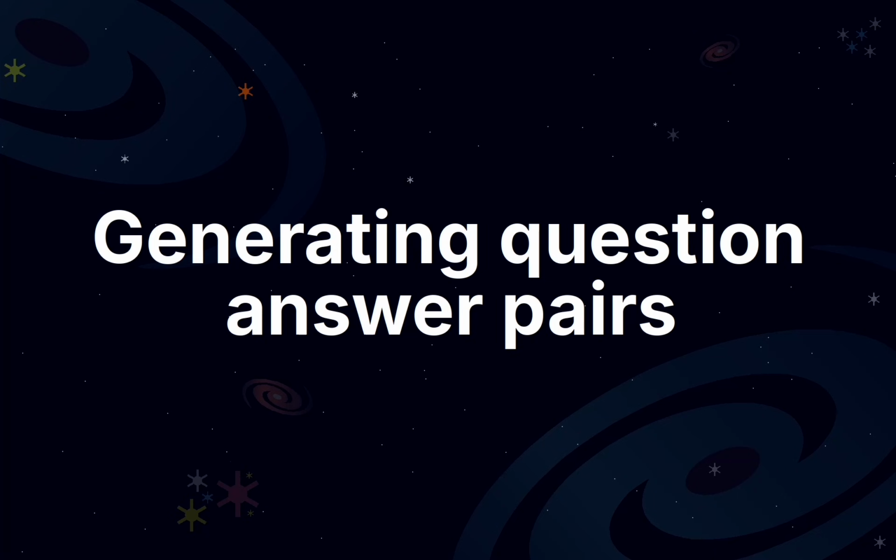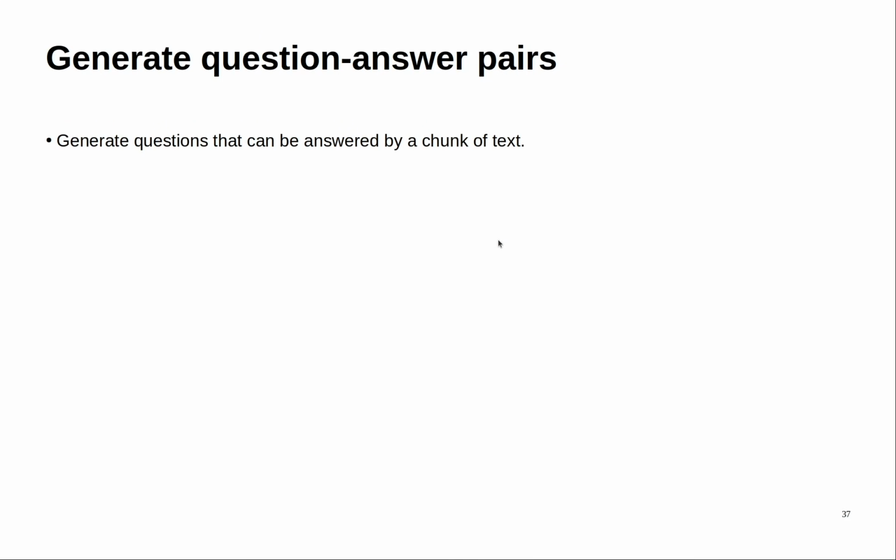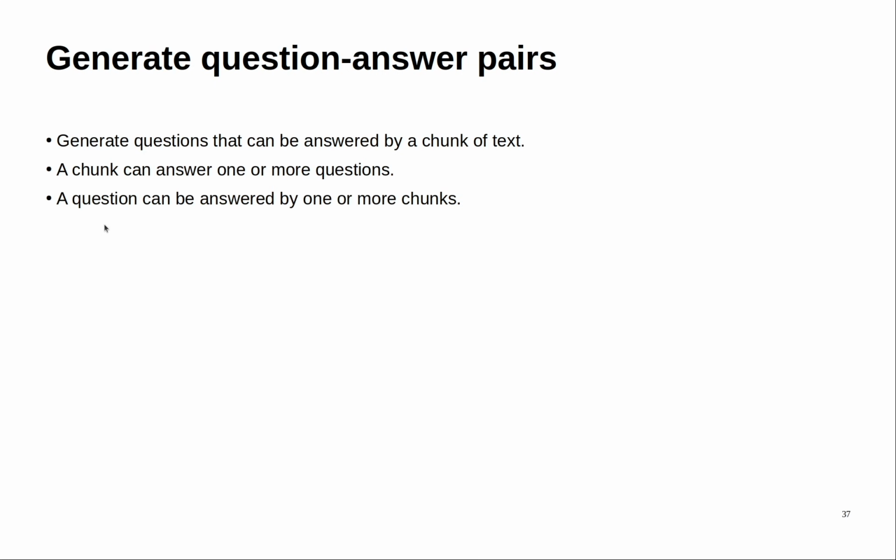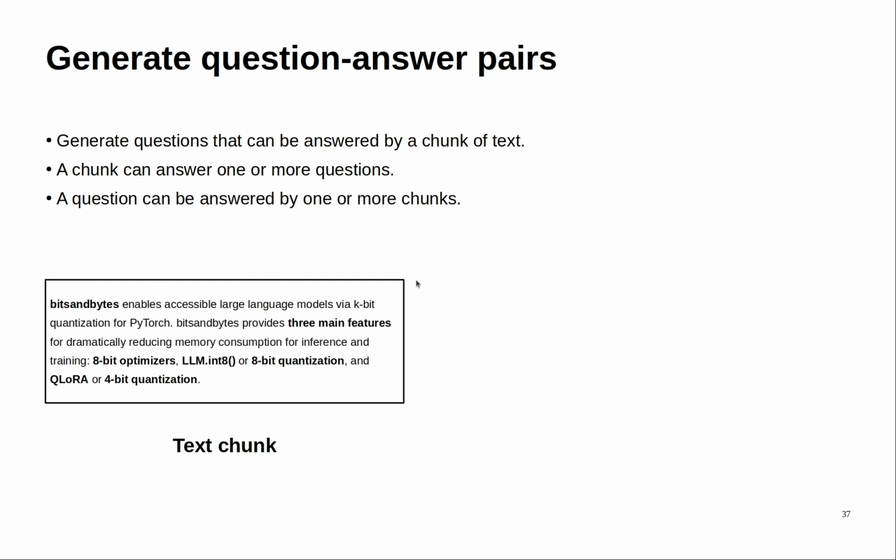In this video, you will learn how to generate question-answer pairs from the chunks that we created in the previous step. In this step of the pipeline, you are going to generate questions that can be answered by a chunk of text. Note that a chunk can answer one or more questions, and a question can be answered by one or more chunks. Here's an example.